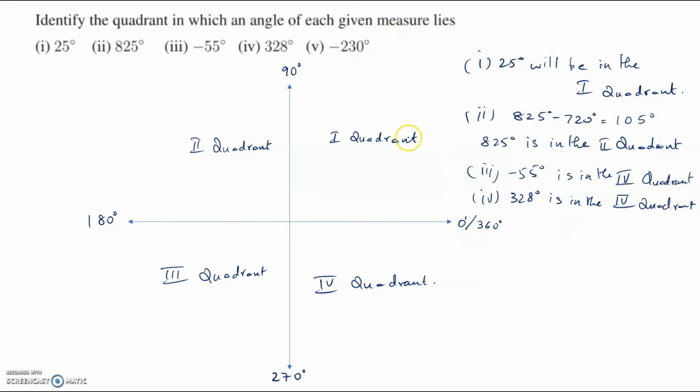Then the last question, which is number 5. So minus 230 degrees. Minus would again be in the clockwise direction. So 230 degrees would be in the second quadrant. So minus 230 degrees is in the second quadrant.